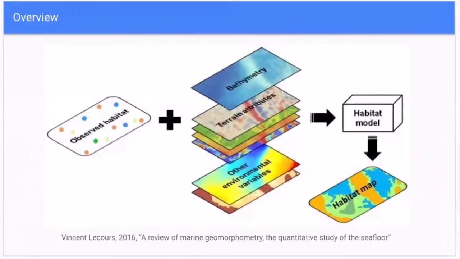So the technique in itself is fairly simple. It's been fairly documented. Vincent Lecourt, which is within the crowd at the moment, so hi Vincent, has fairly well documented the field of marine geomorphometry. Basically, we take bathymetric products, and from there we derive terrain attributes, which are basically numerical proxy variables and other environmental variables, and we basically use this combined with ground truthing data to derive an habitat map through an habitat model.